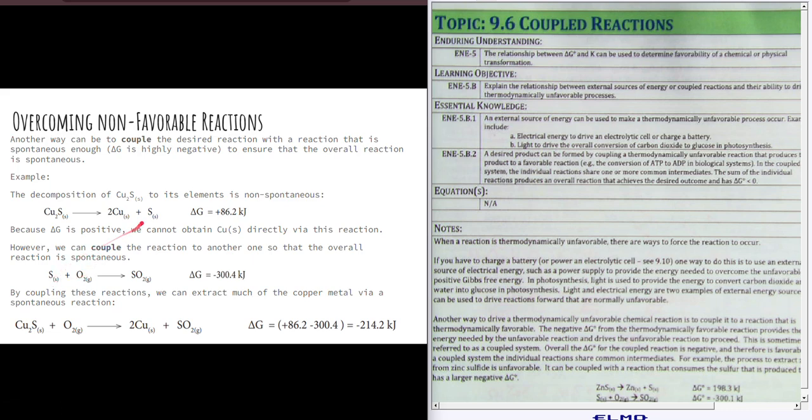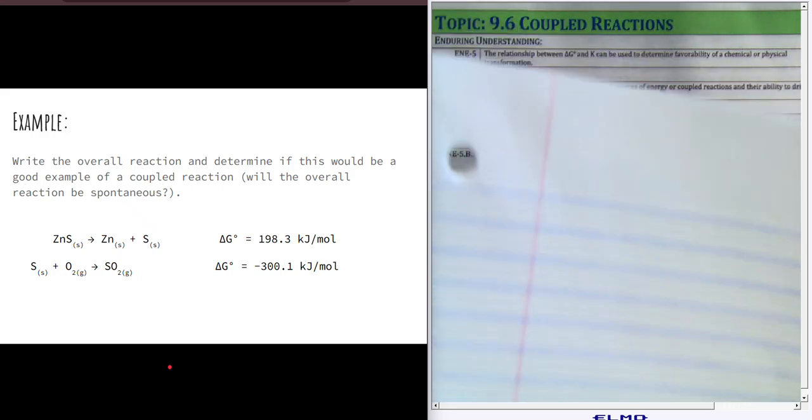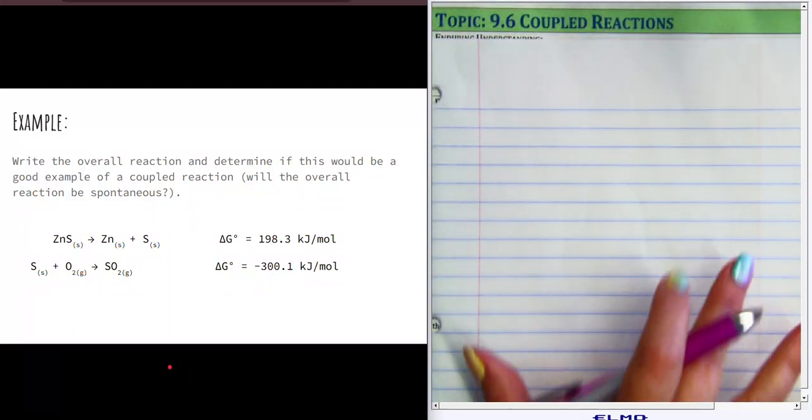Summing these two equations is simple enough, just like when we did mechanisms. In this case, you would just cancel out the sulfurs because they're on opposite sides of the equation, and then you sum them up. That's coupling. That's all you have to do. There's a little more to it than that, obviously, but AP doesn't get super heavy into coupling, but just so you know.